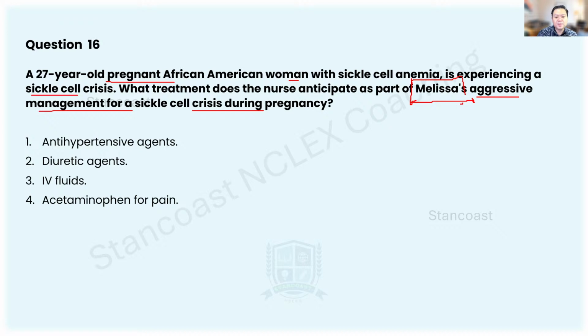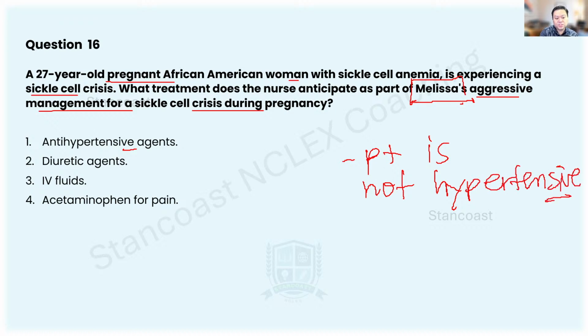Let's start with number 1, antihypertensive drugs. Do you think this can address the sickle cell crisis? I doubt. There is no indication. We don't have that information. The patient is not hypertensive. So there is no need for us to give any antihypertensive medication.